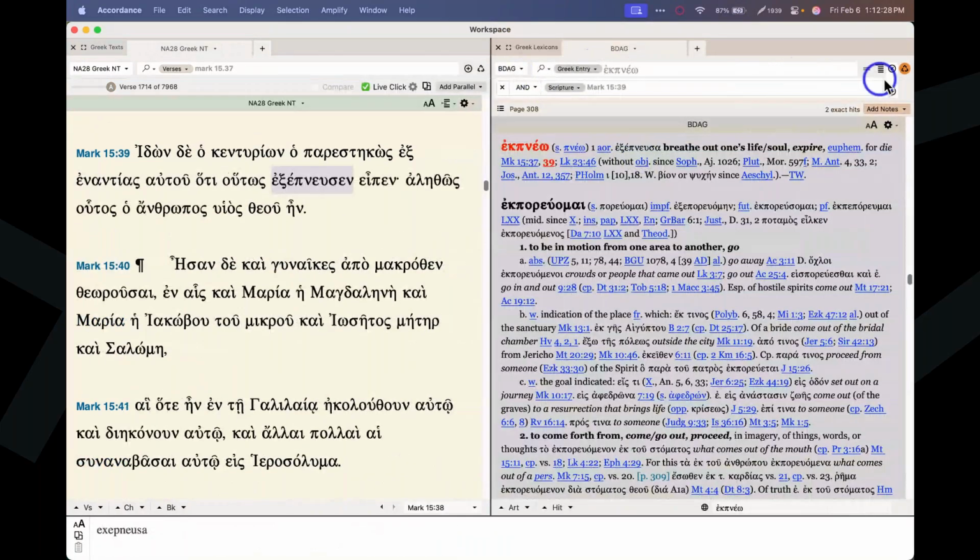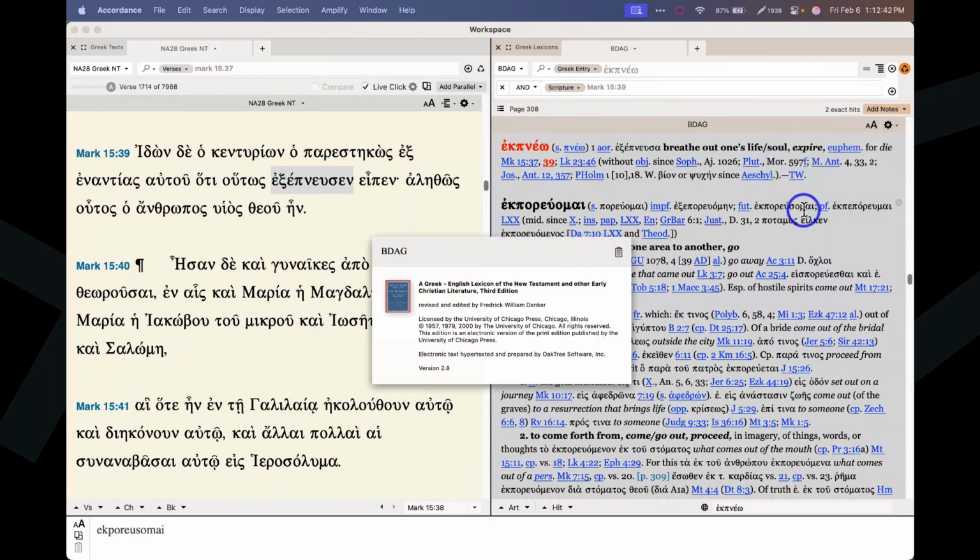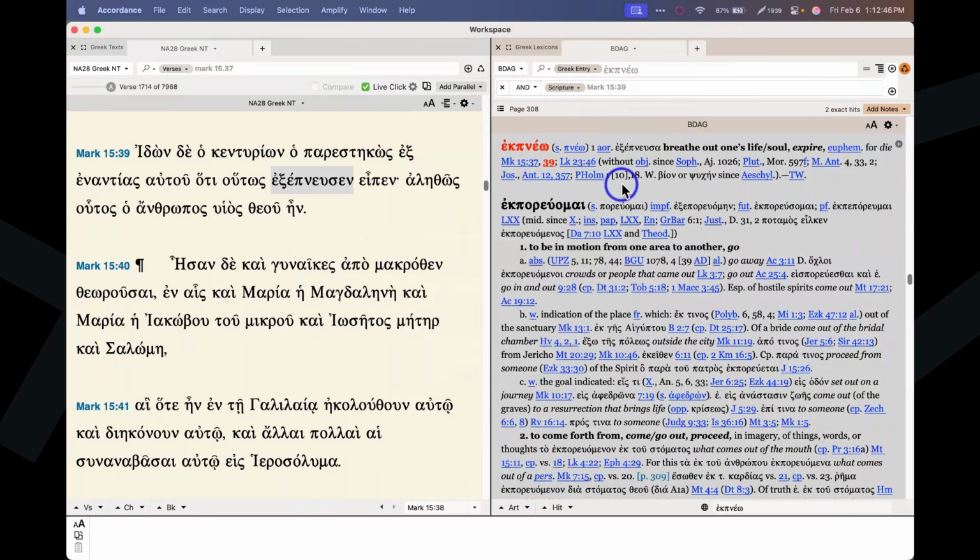So here's BDAG. This, of course, is Bauer, Danker, Arndt, Gingrich's Greek-English Lexicon of the New Testament and other early Christian literature. This is a pretty good standard for Greek lexicons. So they just have breathe out one's life or soul, or expire, and it's a euphemism for die.